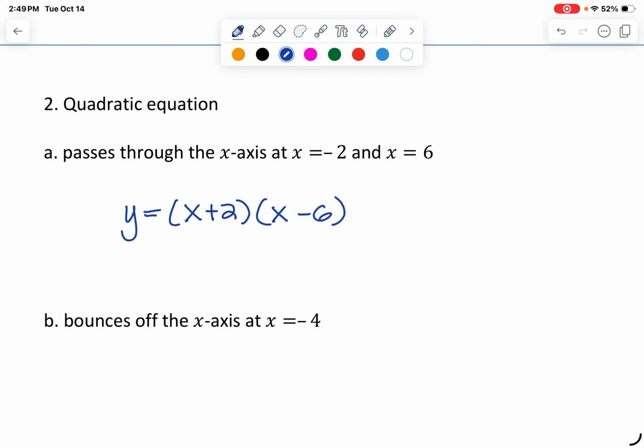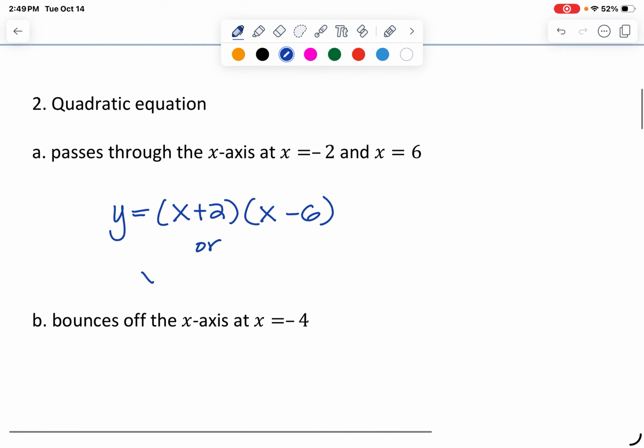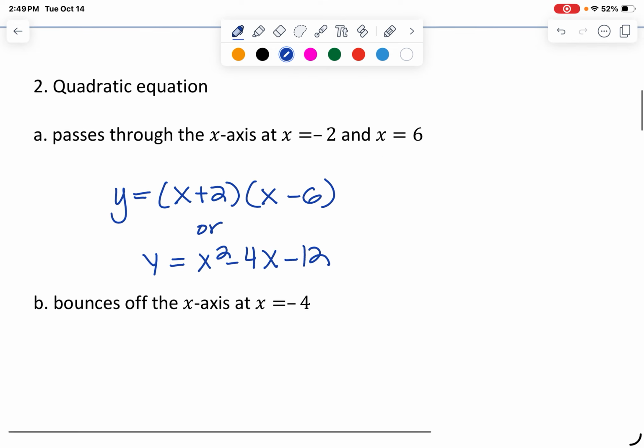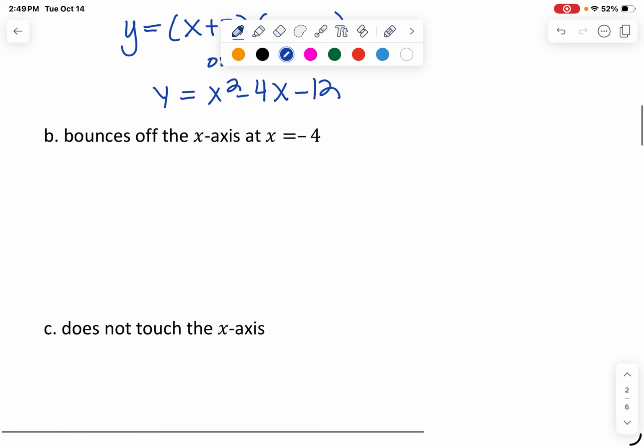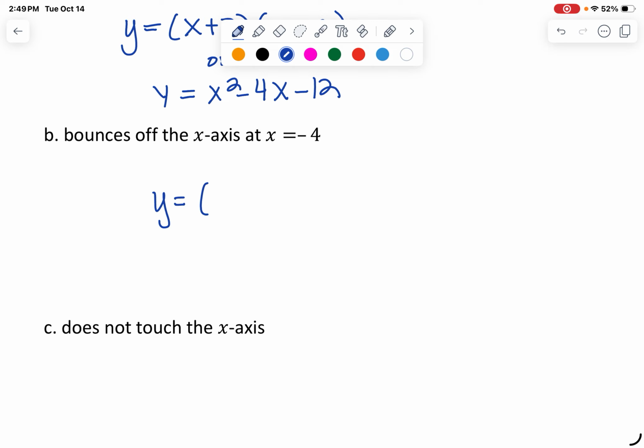And it doesn't say it has to be in standard form. So you can have your answer like this, or you can write it in standard form, y equals x squared minus 4x minus 12. It's up to you. It doesn't say what form it has to be in. All right, next, bounces off the x-axis at the 0 of -4. So we have y equals, if -4 is a 0, then x plus 4 is a factor, and if it's bouncing off of it, that factor repeats twice, if I want it to be a quadratic, right?